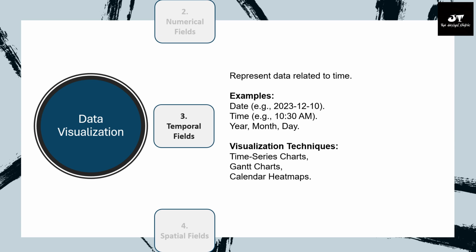Temporal data is best visualized using time series charts, which show changes over time, Gantt charts, which illustrate project timelines, and calendar heat maps, which highlight patterns based on date-specific data such as website traffic or seasonal sales trends. By leveraging these techniques, temporal data can reveal insights into historical trends, periodic behaviors, and future projections.